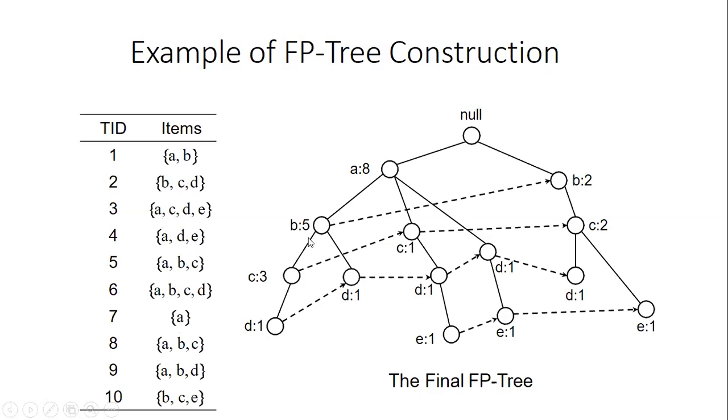Okay, B. Let me check with the B. 1, 2, 3, 4, 5, 6, 7. 7 is there. Here 5, then we have to follow the count link. So here 2. 5 plus 2, 7. Okay. You have to check each and every item.